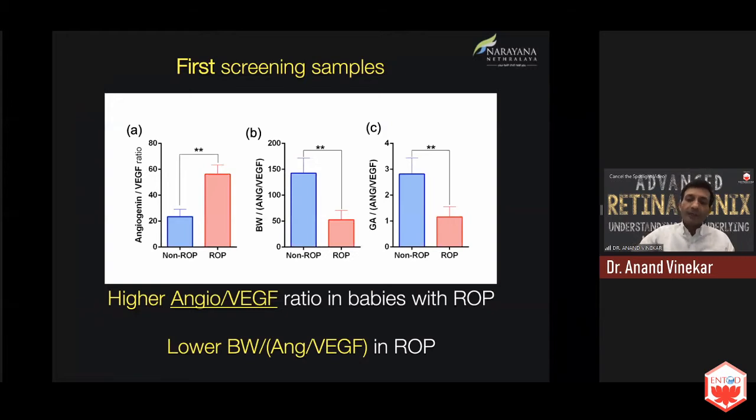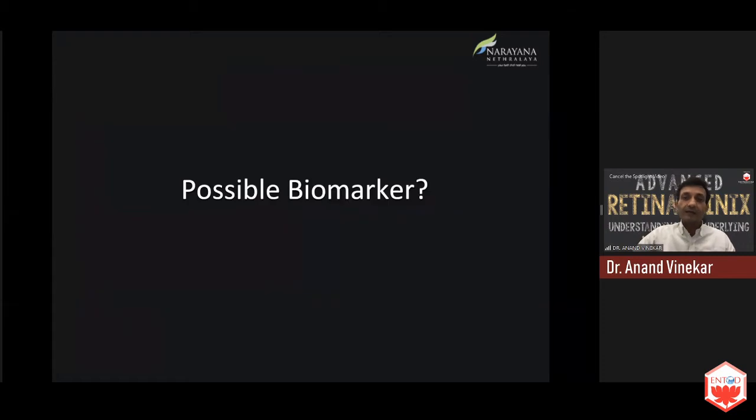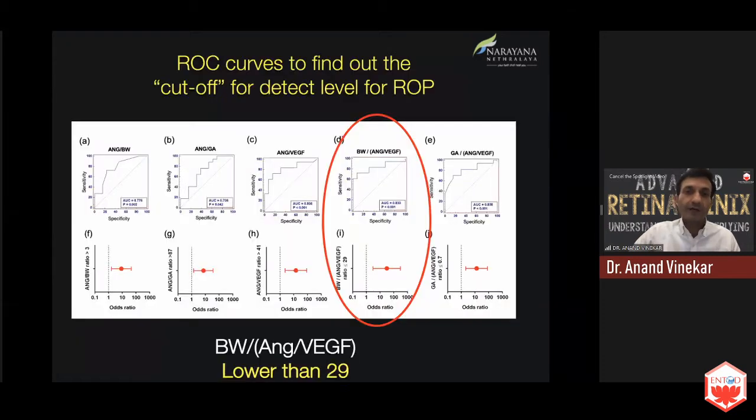So we played around a lot with these ratios to see which of these ratios could be a predictor for that, and of course, reach a possible biomarker. So therein comes in the magic of Swami and his ROC curves, to look at what could that cutoff level be and for which ratio.